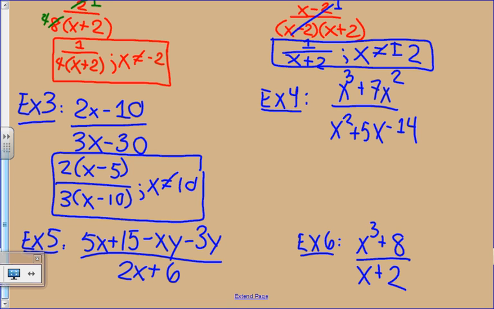Pretty cool. Okay, number 4. Up in the numerator, that's x squared, x squared. GCF of x squared, leaving inside x plus 7. In the denominator, I know 3 terms, no GCF.